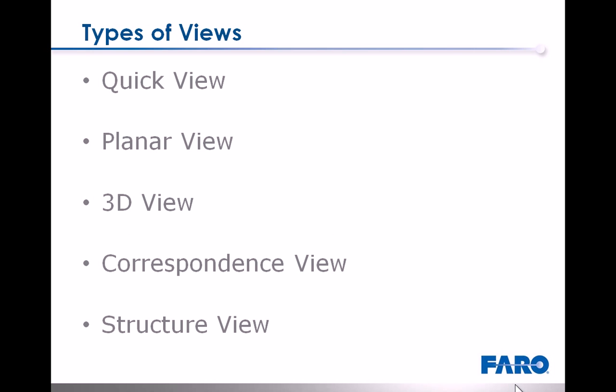The types of views are Quick View, Planar View, 3D View, Correspondence View, and Structure View. There are pros and cons to each type of view, and some are better for different applications than others. Some views will allow the display of multiple scans at once, while others will only accommodate the display of a single scan. Different navigation tools, such as rotating, panning, or fly-through, are available in different types of views. Selection of points in order to crop, filter, or create objects is possible in most views, but the way they behave and which selectors you can use are different. These capabilities will be discussed in this and the next videos.